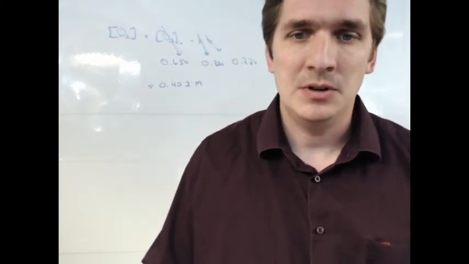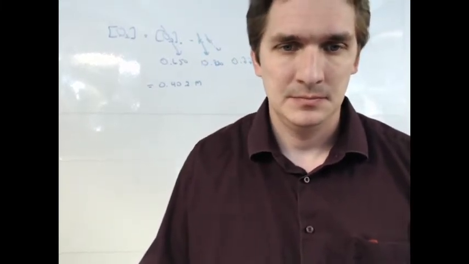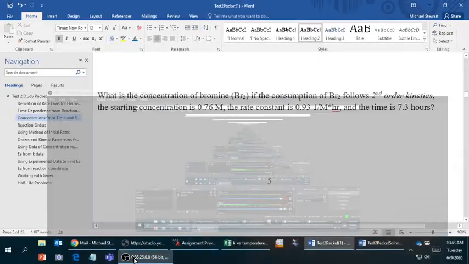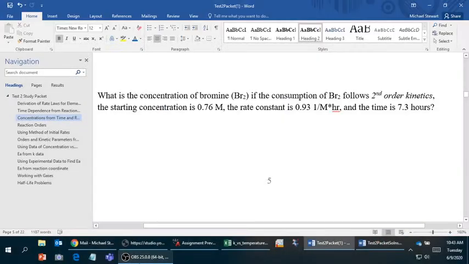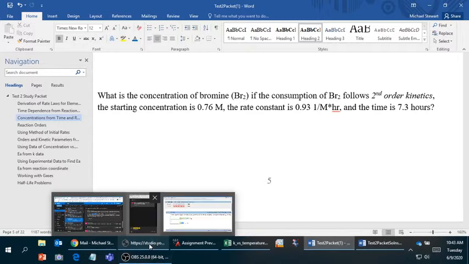Now the last question on page 5. What is the concentration of bromine at the consumption of bromine? Br2 follows second order kinetics with a starting concentration of 0.76 molar, a rate constant of 0.93, and a time of 7.3. So to solve this type of problem, again, we need to write out the connection between concentration and time.